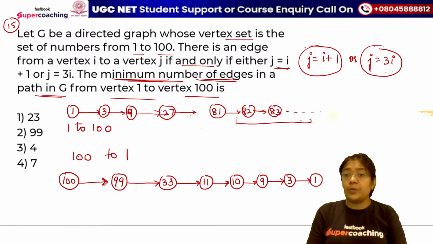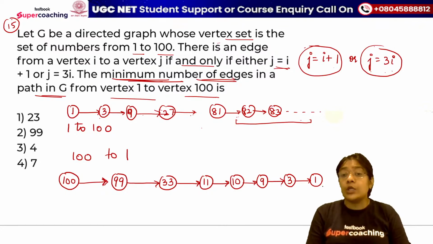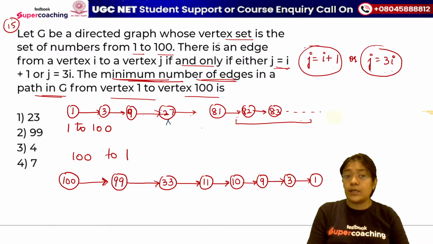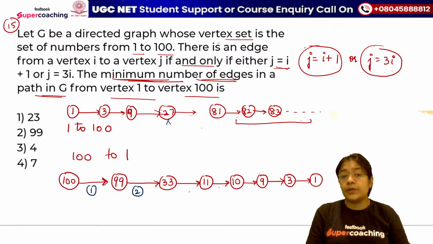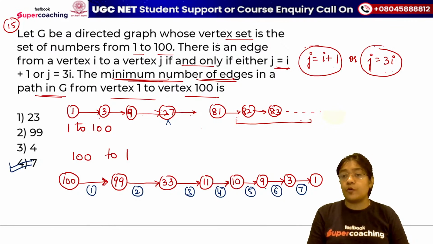आपको 1 से 100 पे पहुंचना है, 100 से 1 पे आ रहे हो या 1 to 100 जा रहे हो, anyhow you get the idea कि पहले 1 से 3 पे जाओ, 3 से 9 पे जाओ, 9 से 10 पे जाओ. Instead of going to 27, go from 9 to 10, then 10 to 11, 11 to 33 like this. So how many edges are there? 1, 2, 3, 4, 5, 6 and 7. Easily we have got the minimum number of edges. So the correct answer for this question is option 4.